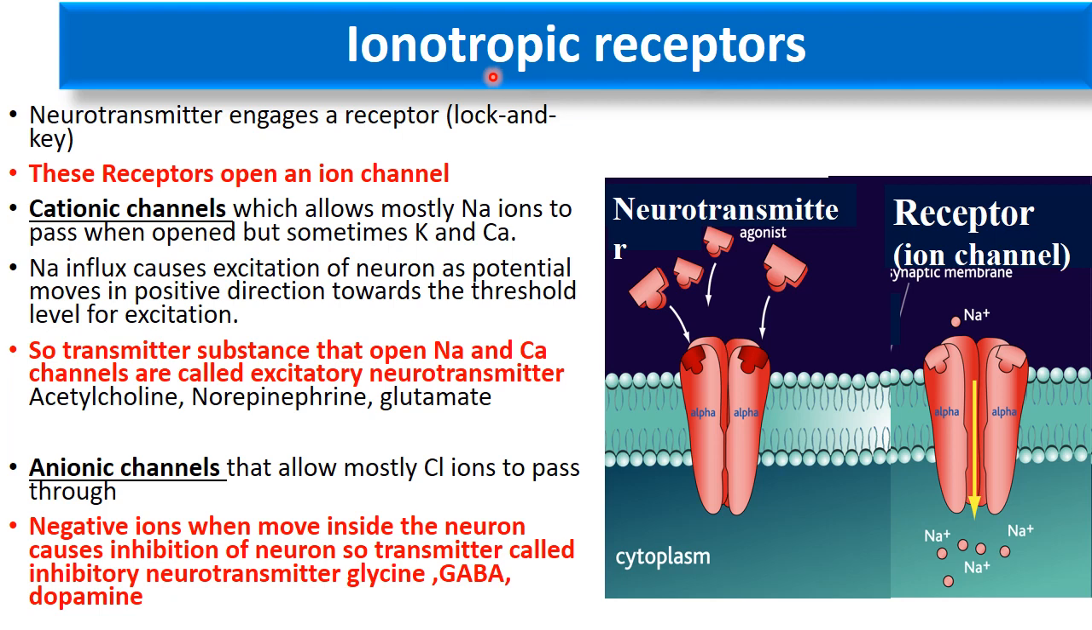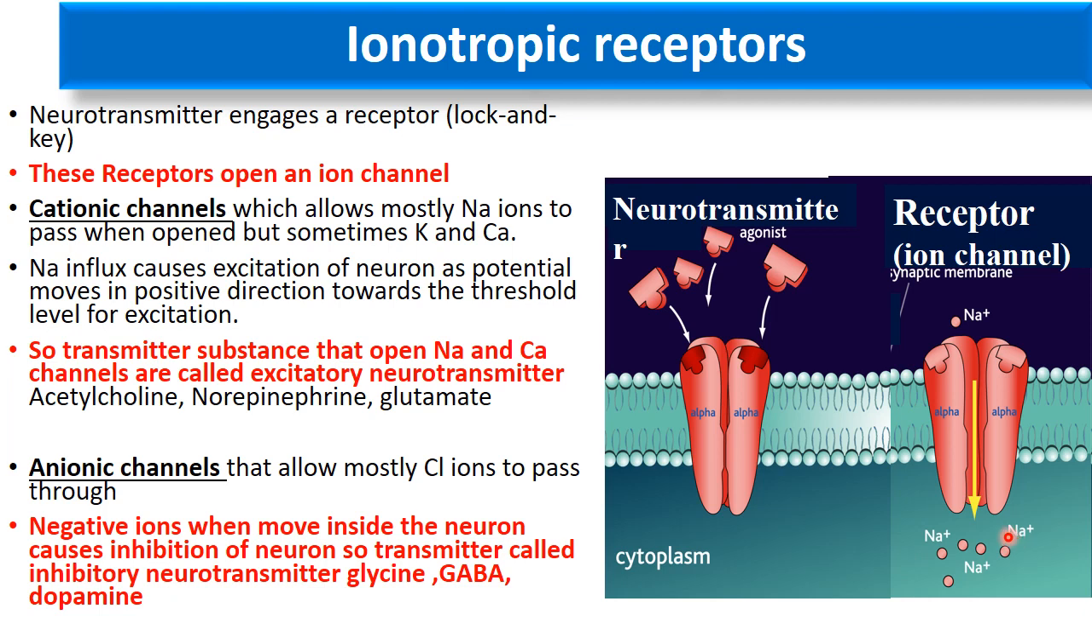Now let's discuss the first, the ionotropic type of receptor. Again, whether it's metabotropic or ionotropic, it has two components. The binding component: you can see here how the neurotransmitter fits onto the binding site like a lock and key, and when the neurotransmitter binds, the receptor opens the ion channel. Binding of the neurotransmitter opens the ion channel. That's why these receptors are known as ionotropic receptors, because they open an ion channel.